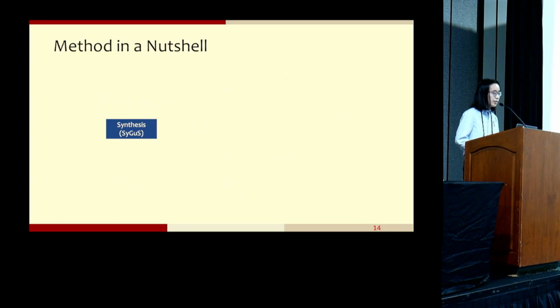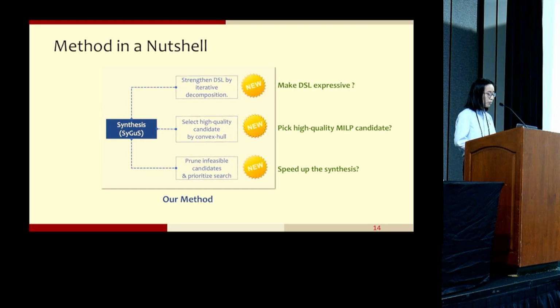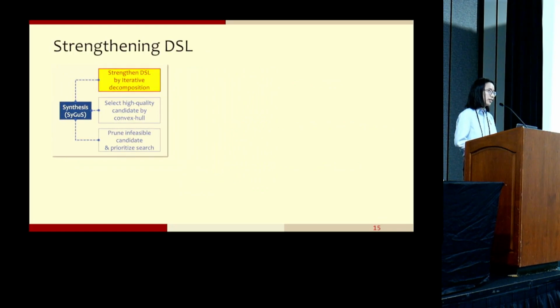So our method takes SyGuS as a baseline, and we propose three innovative solutions to address the challenges we mentioned before. For the first challenge, we strengthen the DSL by iterative decomposition until the DSL is expressive enough to capture the candidate. For challenge 2, we prune the infeasible candidates and prioritize the search space. And for challenge 3, we develop a convex hull-based splitting to pick a high-quality candidate. So these three components are our new contributions. Let's take a closer look at strengthening the DSL.